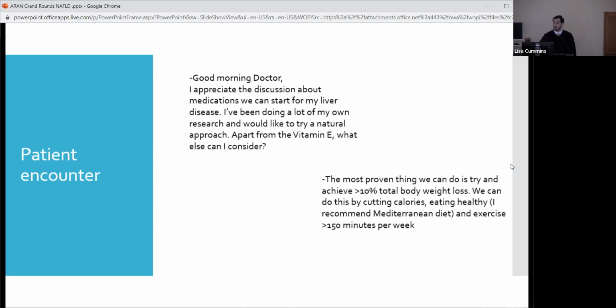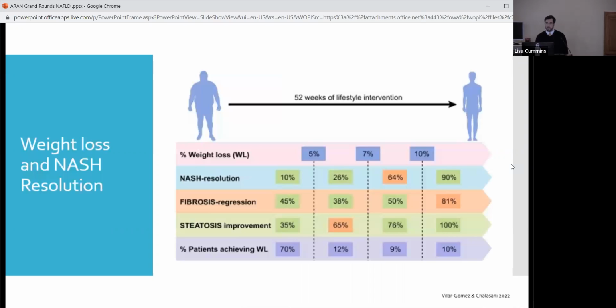goals to get at. More than 10% body weight loss, cutting calories, eating healthy. I like the Mediterranean diet, so do all the European hepatologists, and I use the CDC recommendation of over 150 minutes of working out a week, since the liver guys haven't come out with their own recommendation on that. Weight loss is going to be the most important thing.